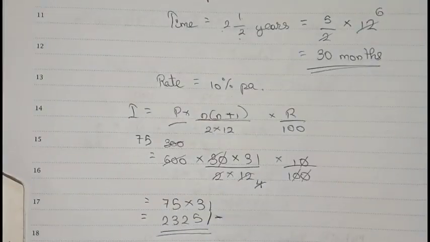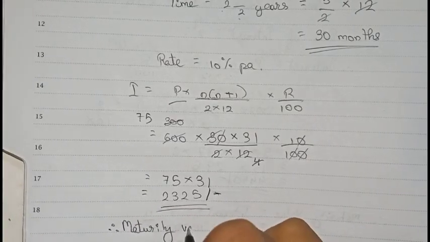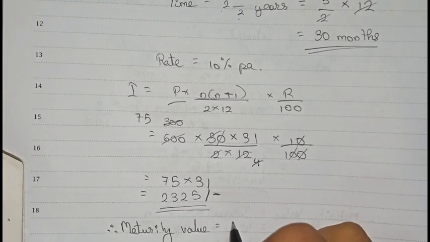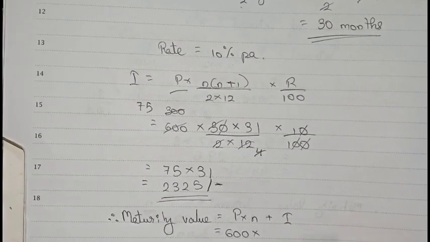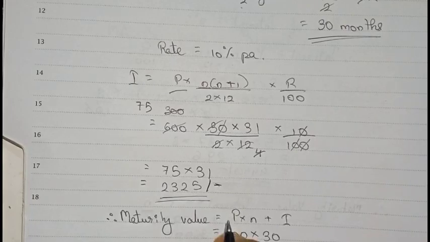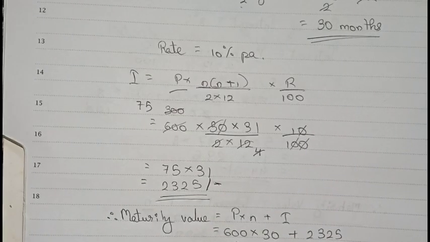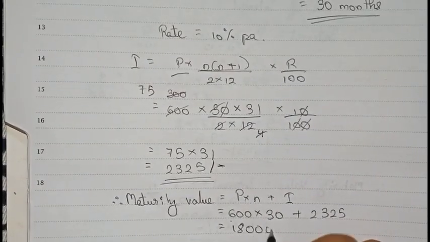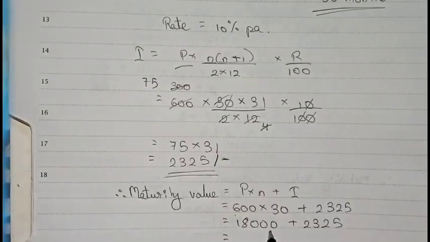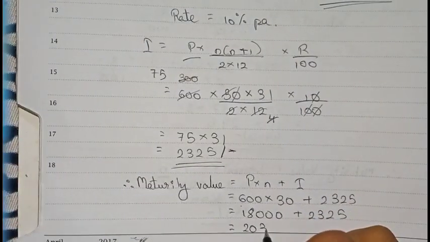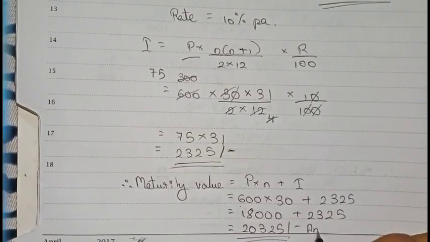So with this we can find out maturity value. So maturity value is equal to principal into n plus I. So principal is 600 multiplied by 30. So n is 30 plus interest, that is 2,325. So 3 6s are 18,000 plus 2,325. So it becomes 20,325 rupees. So this is the maturity value. So this is the final answer for this question. So let's move on to our next question.